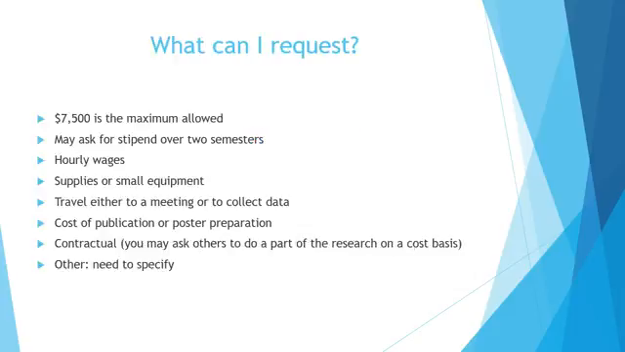So the first question in terms of preparing a budget is, what can you request? As mentioned before, $7,500 is the maximum allowed. You may ask for a stipend to support yourself over 2 semesters if you wish. Or you can ask for hourly wages, either for yourself or to hire another student as an undergraduate to help you out. You can use the money to purchase supplies for your research or even small pieces of equipment if needed. You can request the dollars for travel, either to go to a meeting or to even collect data.